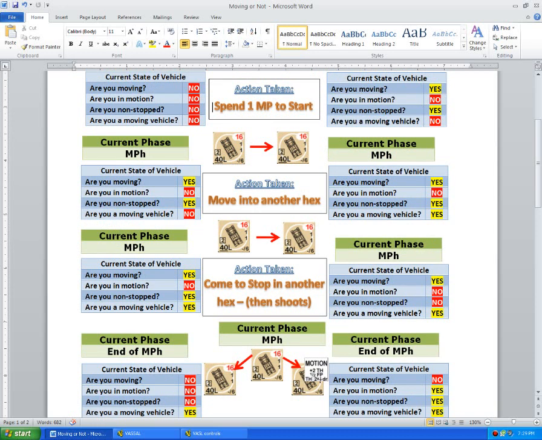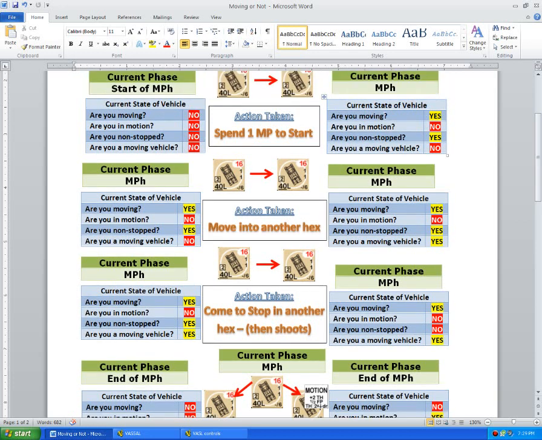Alright, so now that we have actually started our vehicle, all we're going to do is follow our flowchart. We're going to take that information, bring it over here on the left hand side. Notice this information is exactly the same. The next thing we're going to do with this is we're going to move into another hex. We've spent a movement point to start a vehicle. Now we're going to move into another hex.